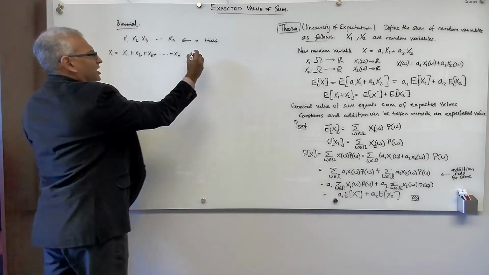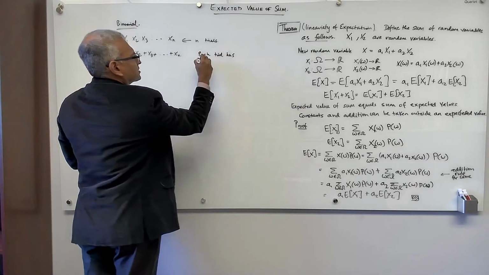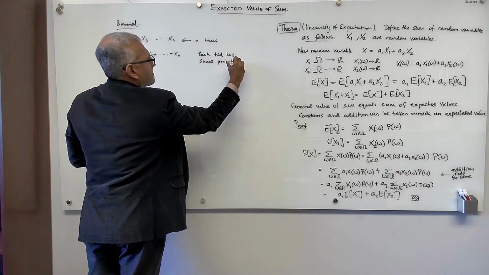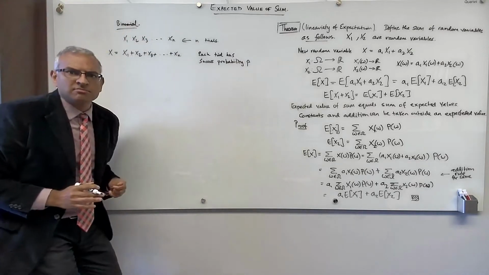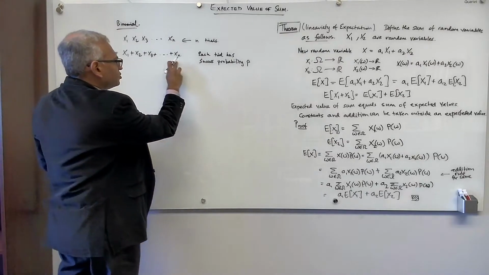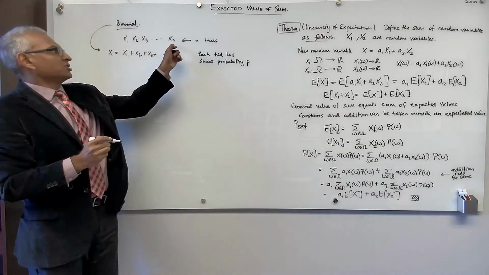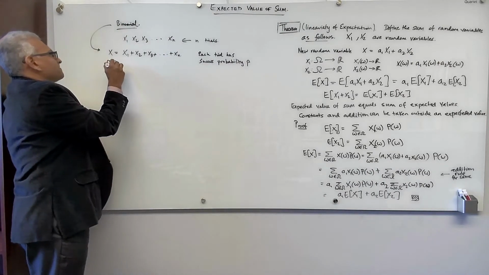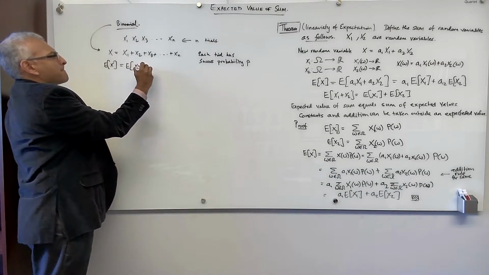Now each trial has success probability p. So the theorem says that the expected value of the binomial random variable, so this is the binomial random variable with n trials and success probability p, the expected value of X is equal to the expected value of this sum.